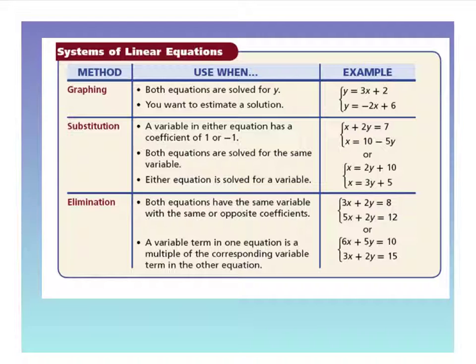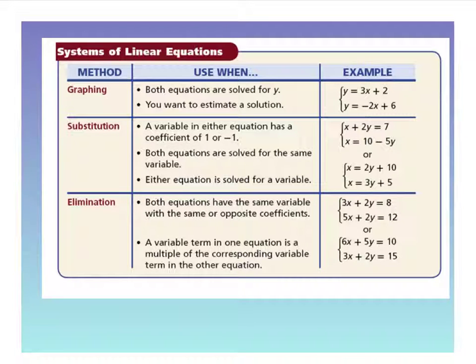Substitution, that's when a variable in either equation has a coefficient of 1. In other words, if you have x here and there's no coefficient, you could get it by itself and substitute. Here it is by itself. Or if x is isolated on both of them, then substitution would be a good method to use. Other things, it says both equations are solved for the same variable. That's what I'm talking about here. And then either equation is solved for a variable. So substitution could work in either of these, or it could also work in this one too.